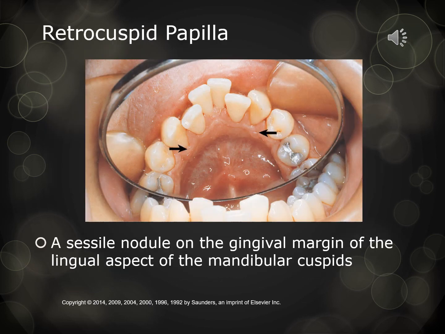Here's another variance of normal. It's seen in the retrocuspid papilla, as we had discussed earlier. It's usually found in adolescence, right behind the cuspids on the lower arch, on the lingual, and it presents itself as a sessile nodule. Sessile meaning it's broad, and nodulated meaning it's raised. And there's no problem with it. It usually decreases as the adolescent grows older.